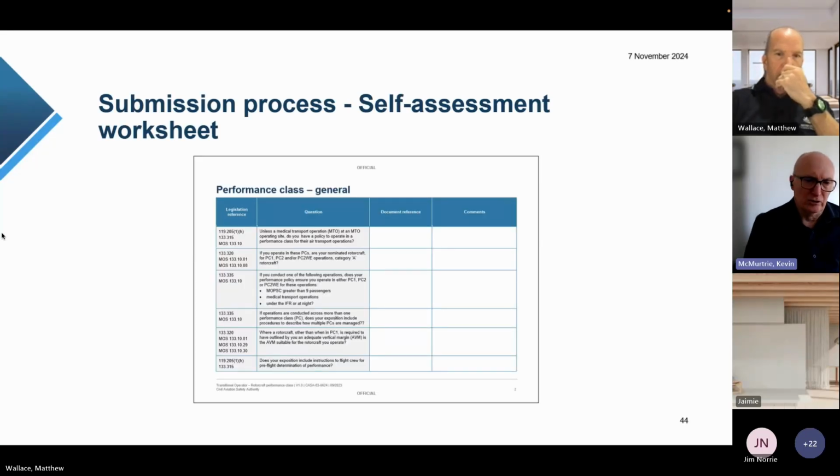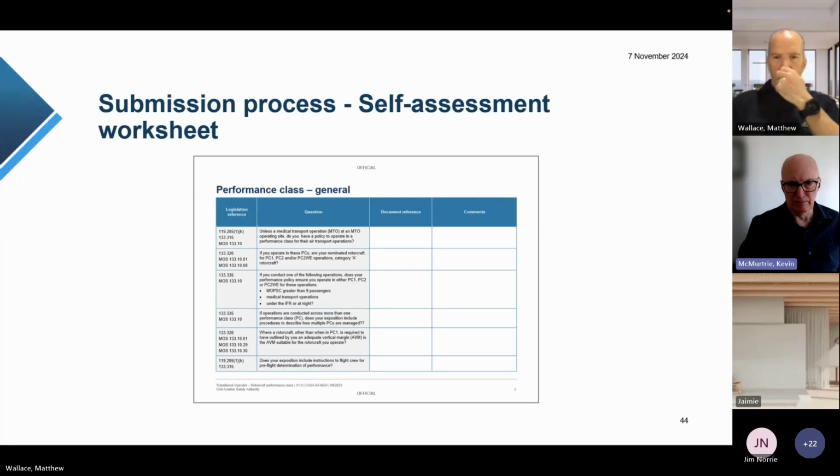Thanks. So each worksheet contains a general performance class self-assessment section, and it contains sections for Performance Class 1, 2 of exposure, and Performance Class 3. The only sections you need to complete for Performance Class 3 are the Performance Class General section, and then the Performance Class 3 section.